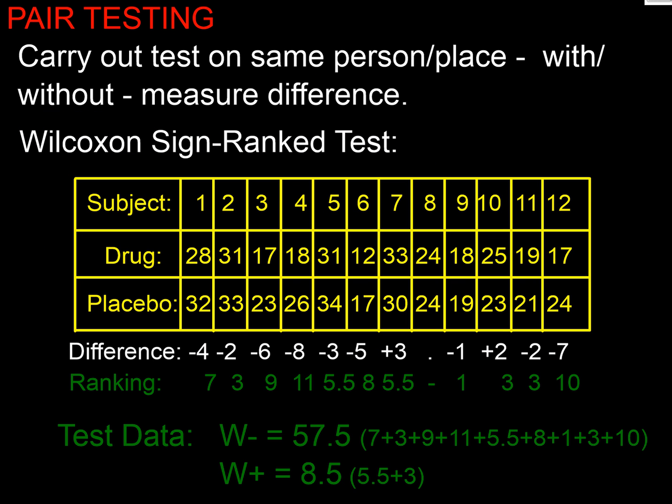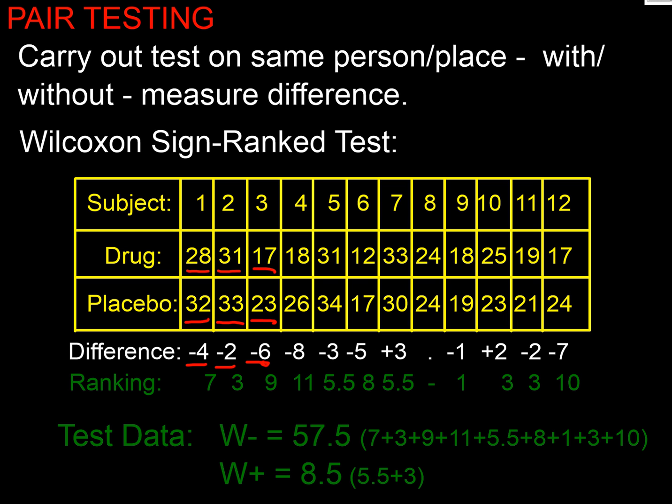So the first subject ranked the drug at 28 and the placebo at 32. If we take the difference of those, we get -4. That's their perception that there's some sort of benefit, and they've ranked the difference as 4. The next person ranked the difference as a benefit of 2. The next person ranked the difference as a benefit of 6.